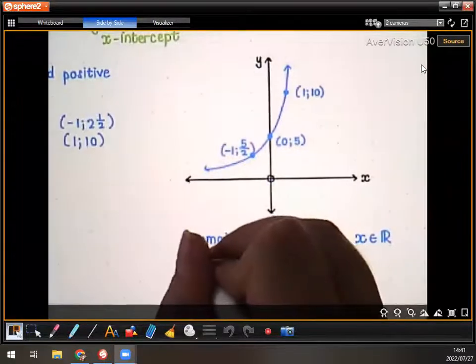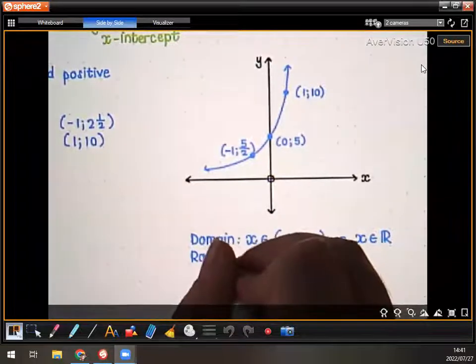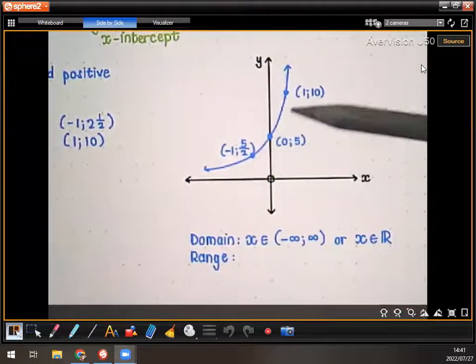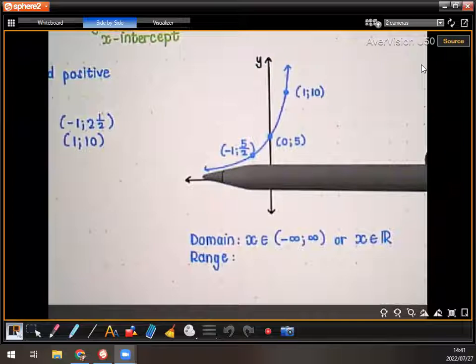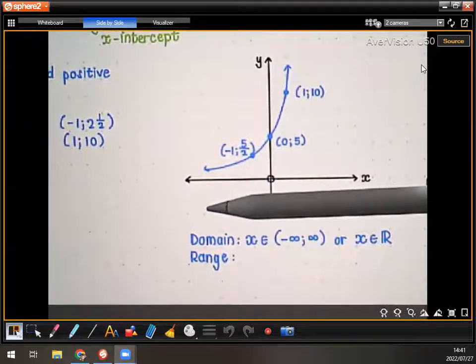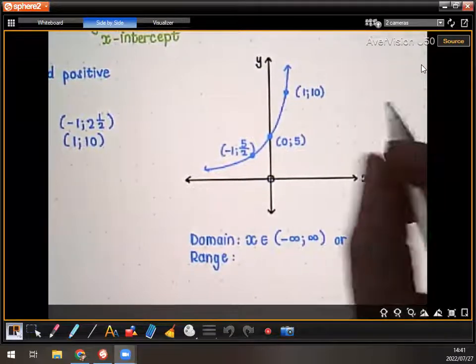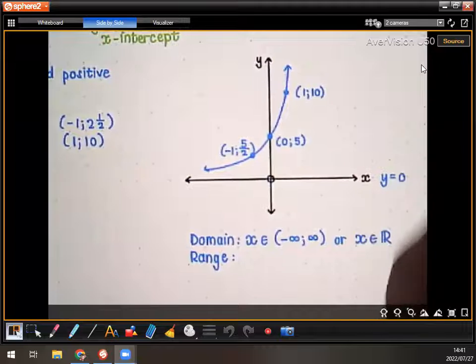Okay, and then the range, now guys, the range is the one that's going to depend on your asymptote. Can this graph be equal to the asymptote? No. Can it go below the asymptote? No. So what was the asymptote again? The x-axis, but this was actually y equals 0, right? So what do you guys think? What is the range of this graph going to be? Y has to be bigger or smaller? Bigger than 0, hey? Greater than 0.